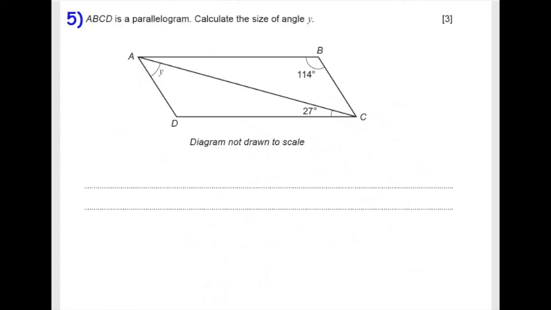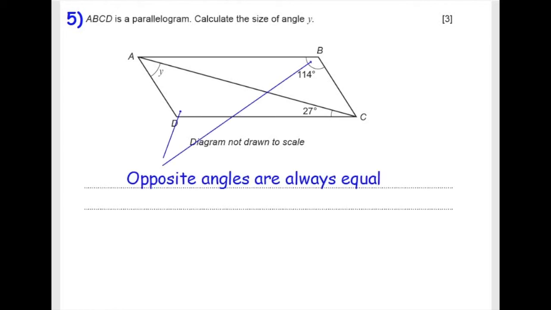Moving on to our last example, this time it tells us ABCD is a parallelogram. Calculate the size of angle Y. Again, like with the kite where there's specific rules for the angles, we've got the same with parallelograms. With a parallelogram, the opposite angles are always equal, meaning D and B are always the same. Same with A and C. These 2 angles will always be equal.